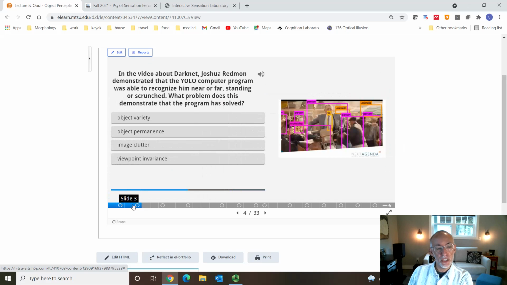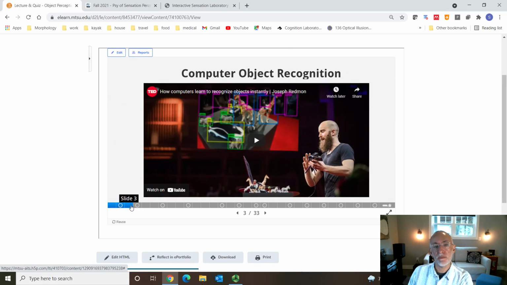We then move on to a different challenge with Josh Redman's video from his TED Talk. This different challenge is that objects are constantly changing. Their size changes, the perspective changes, shading changes, objects move. Right? They get closer, farther, people and animals bend and twist.